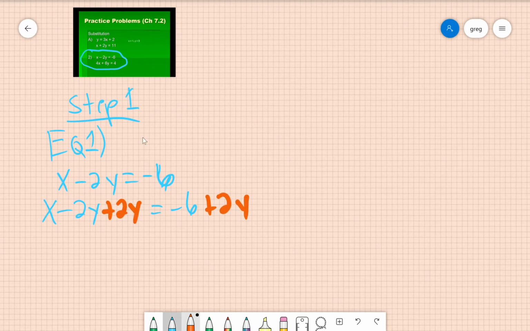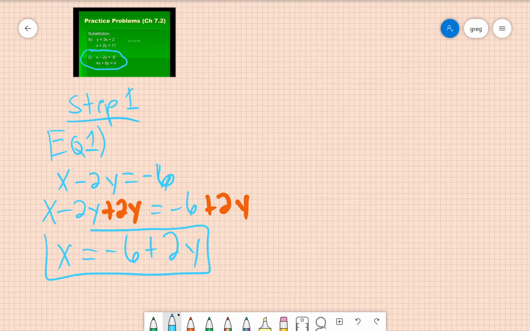So now I have x, and Ortega, what's -2y plus 2y? Not quite, because they're two different signs. It means I have to subtract them. Right, they cancel out. Perfect. So x equals -6 plus 2y. Put a box around that. I have now rewritten one of the equations for a variable. So x is isolated, because we're going to use step one in a minute.